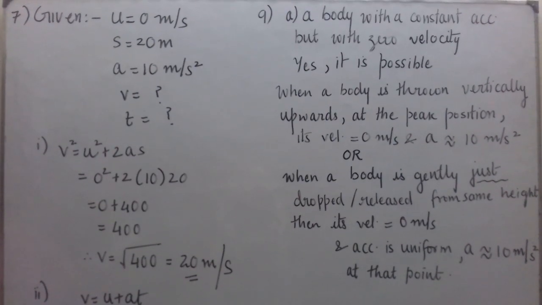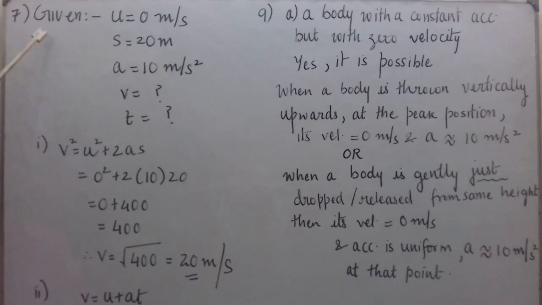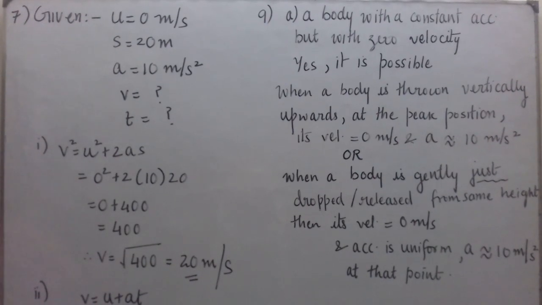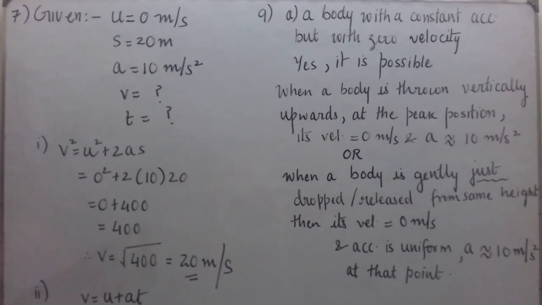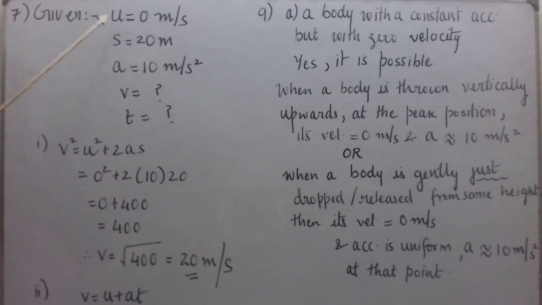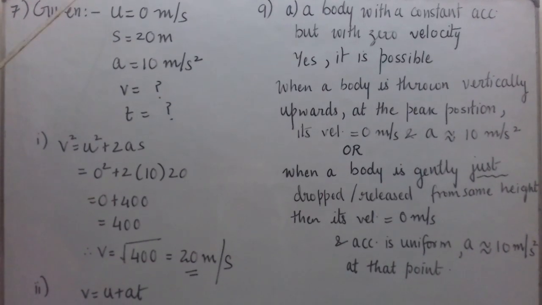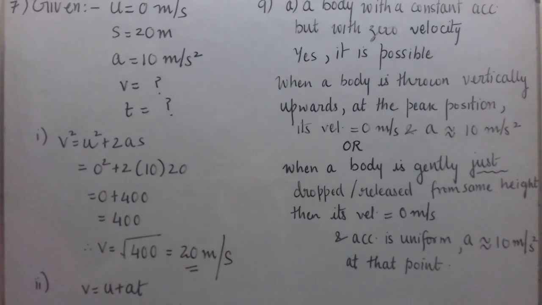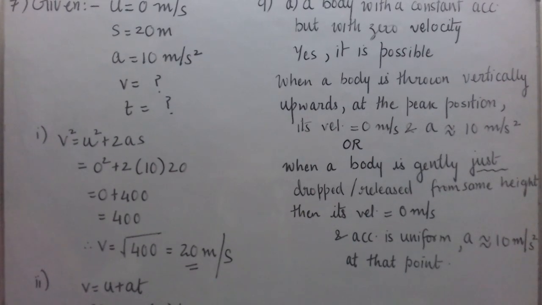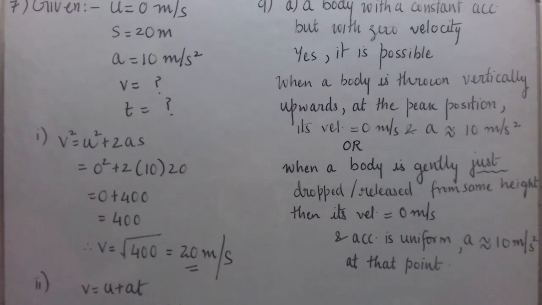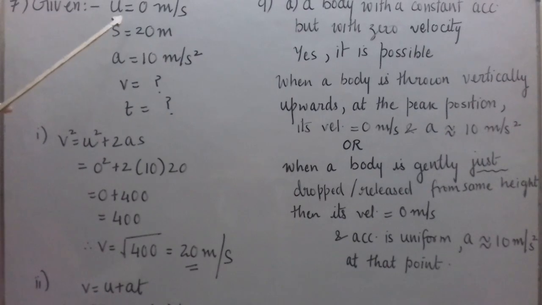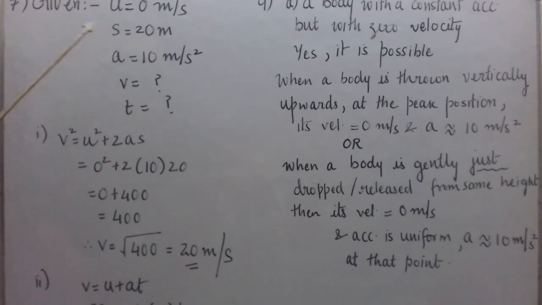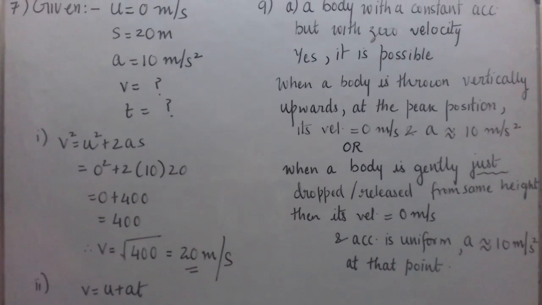A ball is gently dropped. So given u is 0 meter per second. Remember, whenever a body is dropped from a certain height, we will write u is 0 meter per second. Or whenever an object starts from rest or from a stationary position, u has to be taken as 0 meter per second. A ball is gently dropped from a height of 20 meters.